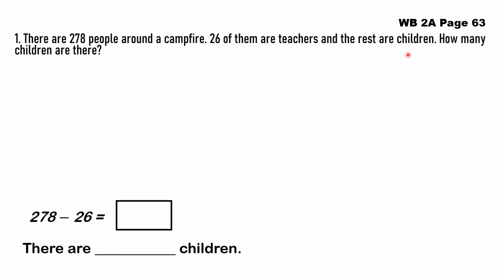Now let's go to practice 4 on subtraction. So you go to page 63 and you will see question 1, which says there are 278 people around a campfire. 26 of them are teachers and the rest are children. How many children are there?